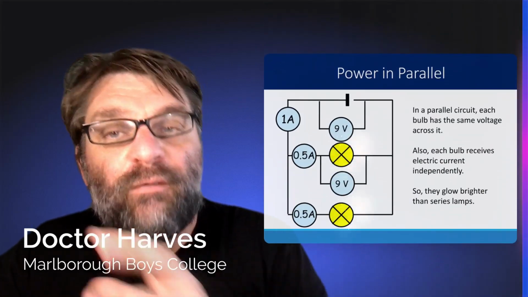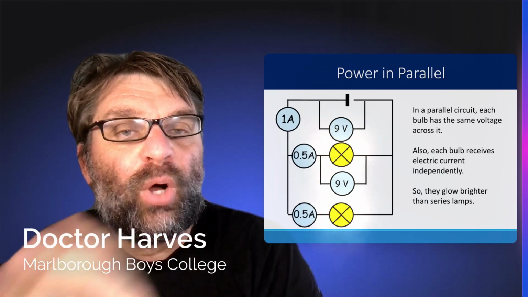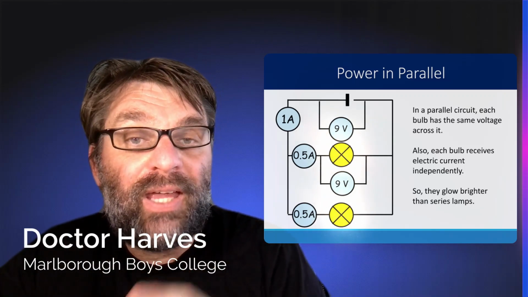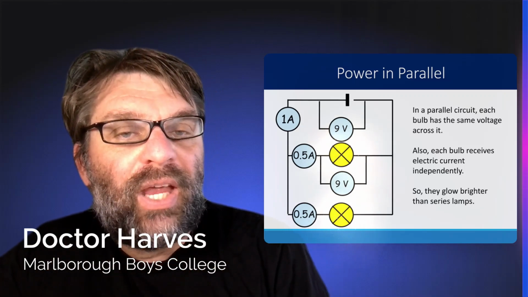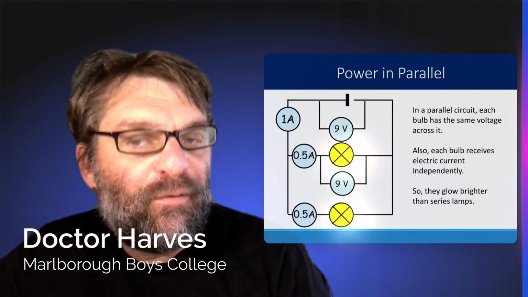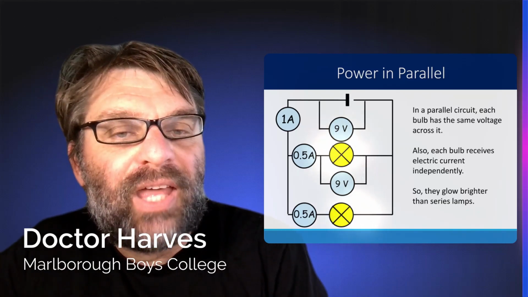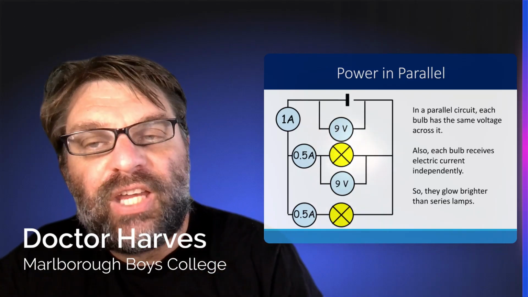And conversely, for those lamps in parallel, each bulb has the same voltage across it, okay, 9 volts. Also, each bulb receives electric current independently of the other. Therefore, one of the advantages of using parallel circuits for lighting is that they glow brighter than series lamps.